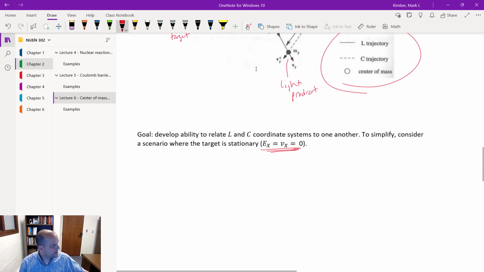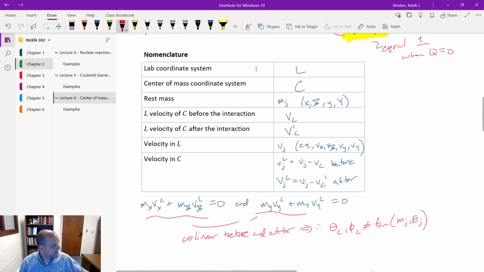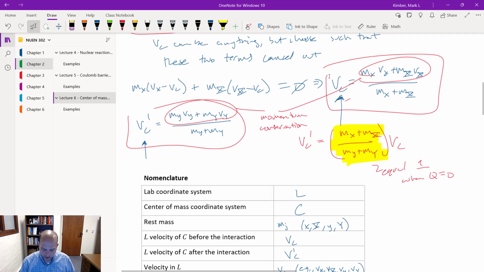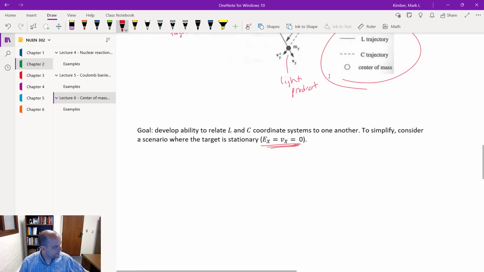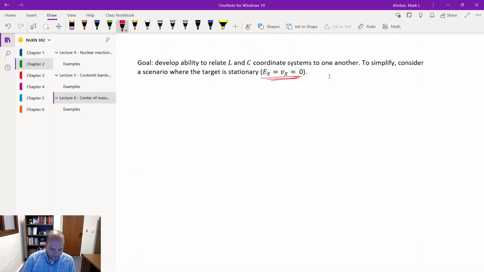And so because of that, if we go back to our expression for this VC up here, we assumed that we could still have some velocity, but if we get rid of this term, then this is going to simplify our analysis down here. And so VC is just going to be equal to mx over the sum of the masses times Vx. And Vxc is going to be equal to Vx minus Vc. So let's put those expressions together.